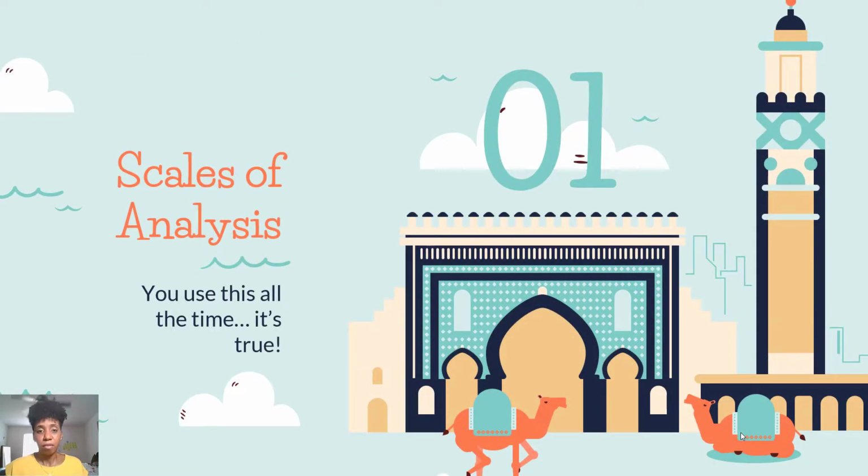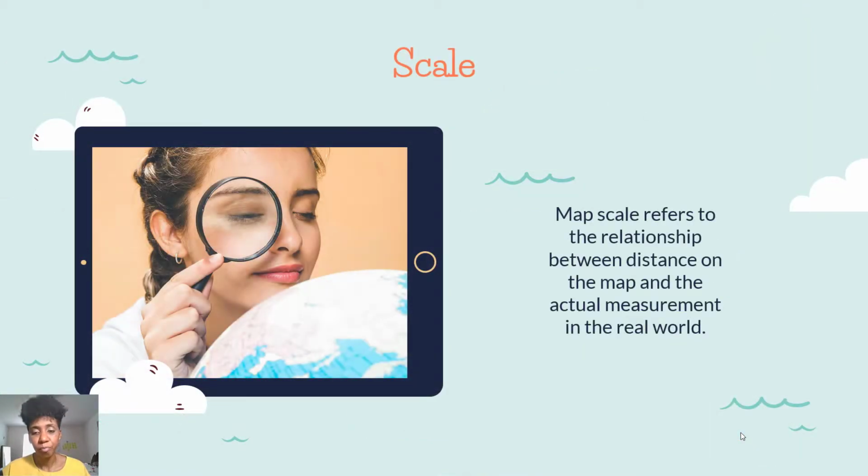So scales of analysis. Now let me tell you, you use this all the time, and you don't even know it. I'm going to show you exactly how you use it. Trust me, you're going to find out right now. So map scale refers to the relationship between distance on the map and the actual measurement in the real world.